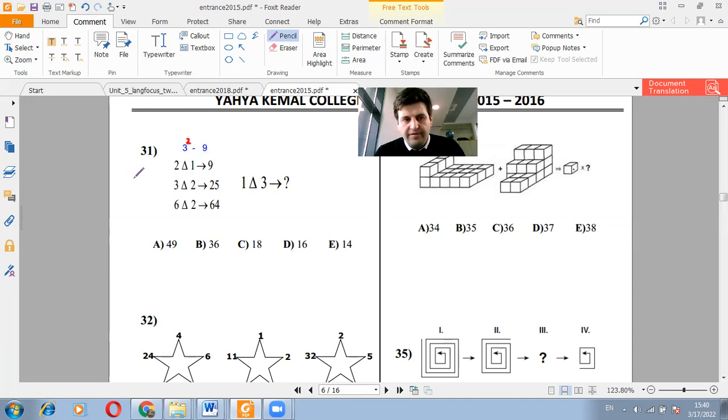So we have 5, 3 plus 2 is 5, 5 square is 25, and here we have 6 plus 2 is 8, 8 square is 64, and the last one, 1 plus 3 is 4, 4 square is 16, which is choice D.